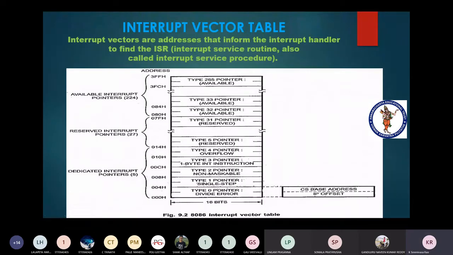Next, the interrupt vector table. So an interrupt vector is an address under which it stores the information related to the interrupt service routine, otherwise called the interrupt service procedure. It is an indirect way of executing one particular procedure or program after receiving an interrupt.